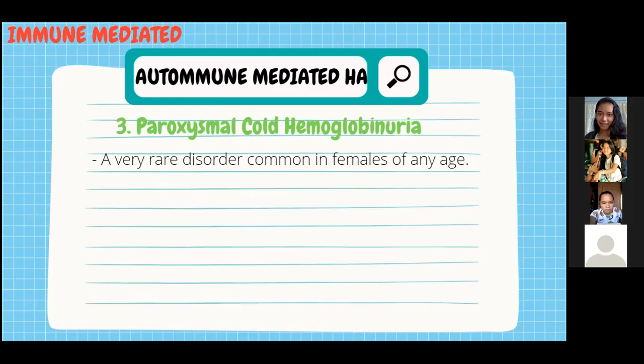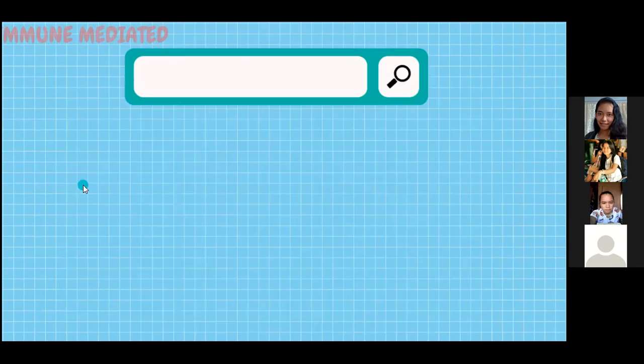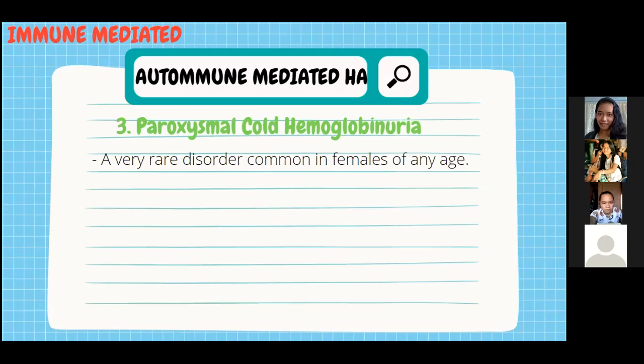Just to add information to the cold disease, it attacks the RBCs, triggered by cold temperature, and that usually happens in adult individuals. And the third one is paroxysmal cold hemoglobinuria, but it is a very rare disorder, common in females of any age. It is caused by the presence of cold reacting autoantibodies in the blood and characterized by the sudden presence of hemoglobinuria.